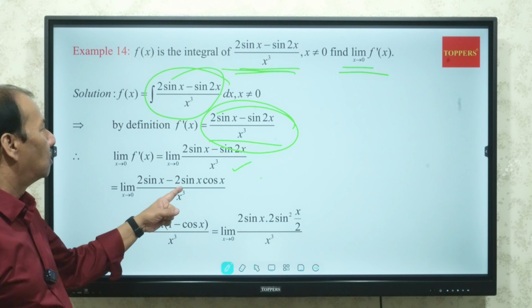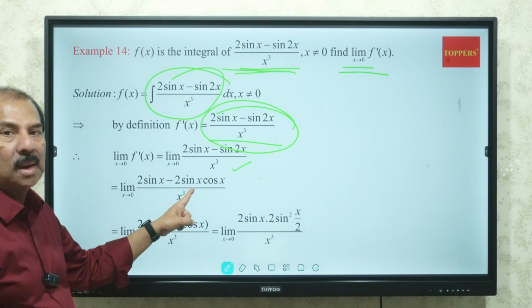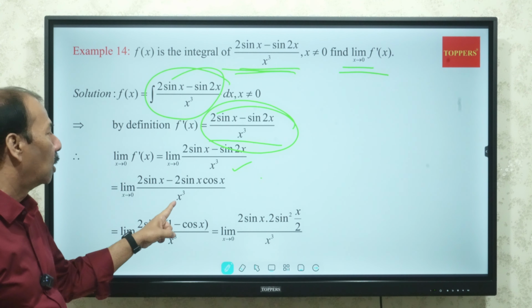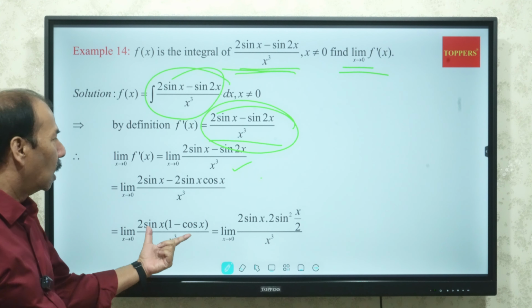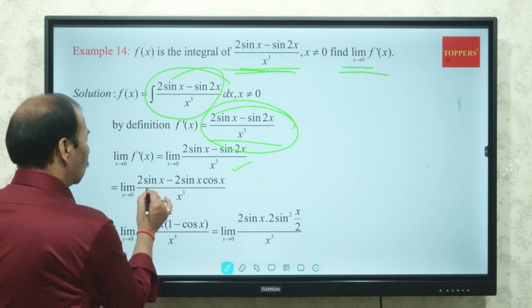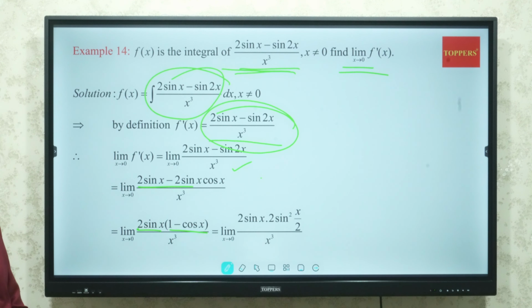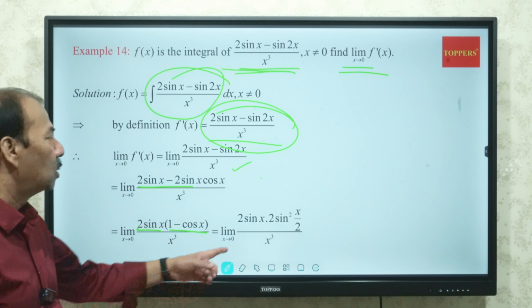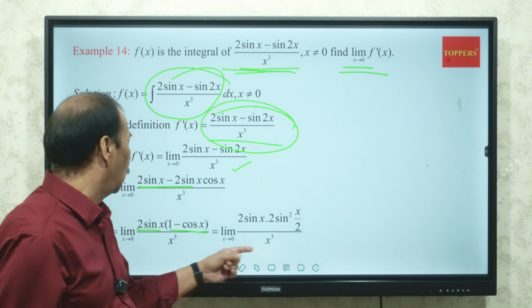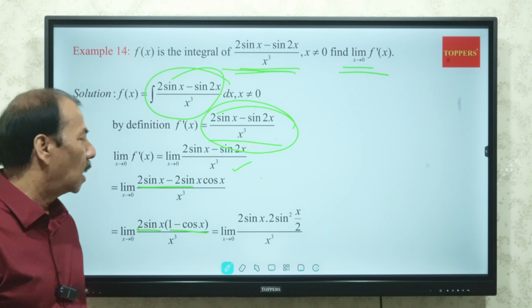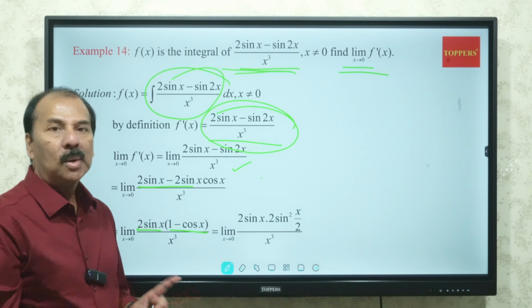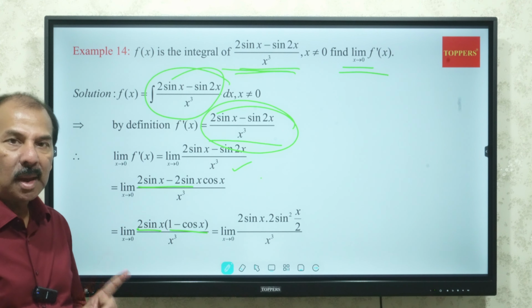So 2 sin x minus sin 2x can be represented as 2 sin x minus 2 sin x cos x upon x cube. Again you can rearrange the terms. You can take 2 sin x common, so it becomes 1 minus cos x. 1 minus cos x is what? 2 sin squared x by 2, so it is 2 sin squared x by 2, divided by x cube. Sin x upon x is equal to 1 when x tends to 0.